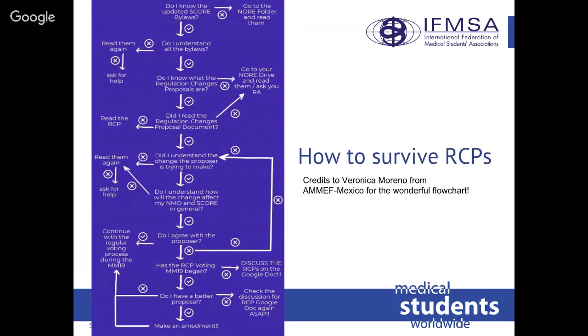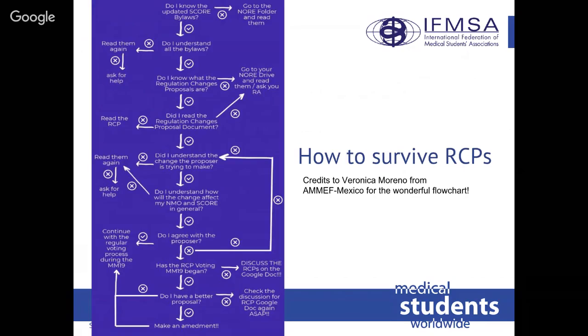So we start all the way back with, do I know and have I read the updated SCORI regulations? If I haven't, I have to go to the NORI folder and I can read them. I also facilitated the link in the description below, so you can access them right now. Once you have read and once you know about the updated SCORI regulations, you need to know, do you really understand them? And if you don't, we would recommend you to read them at least once more. And if you still are facing trouble, please find your regional assistant or an IT member that will be more than happy to assist you with the understanding of the regulations.